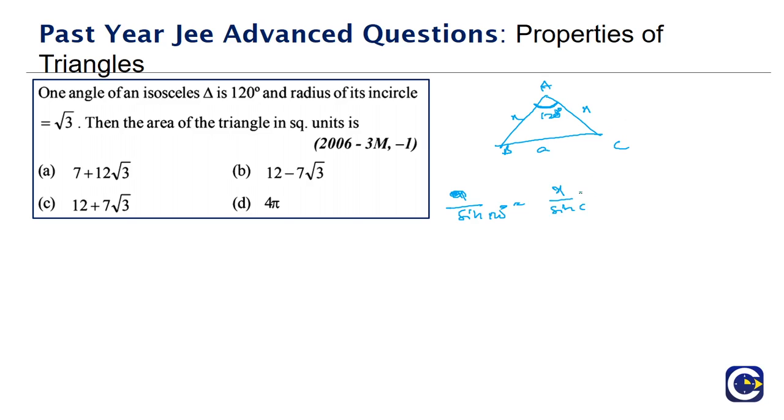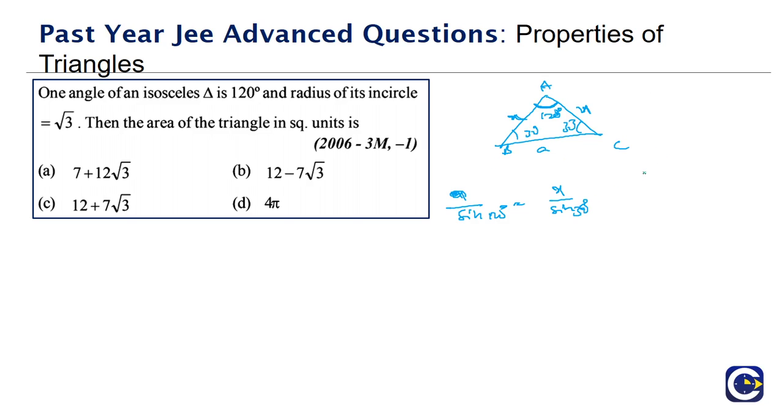But what is angle C? From basic properties of a triangle, if two sides are equal, their corresponding opposite angles are equal. So these angles must be equal, and we know that the sum of the angles of a triangle is 180 degrees. So 120 plus 2x is equal to 180, which gives x equal to 30 degrees. So both these angles are 30 degrees. So I can write this angle C as 30 degrees.